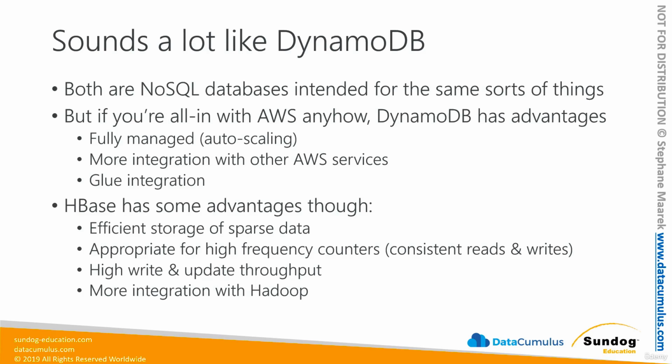HBase also offers really high write and update throughput. So if you're going to be doing a lot of writes, HBase might be a better solution than DynamoDB from a performance standpoint. And if you're more concerned with integration with Hadoop services as opposed to AWS services, HBase offers that for you as well. So at the end of the day, sometimes it comes down to what's the ecosystem you're trying to integrate with. If it's really AWS, then DynamoDB is a good choice for your NoSQL database. However, if you're looking to integrate with Hadoop itself, HBase offers more in that department.